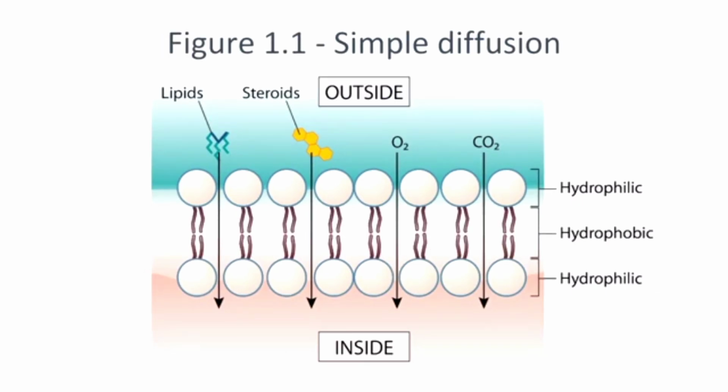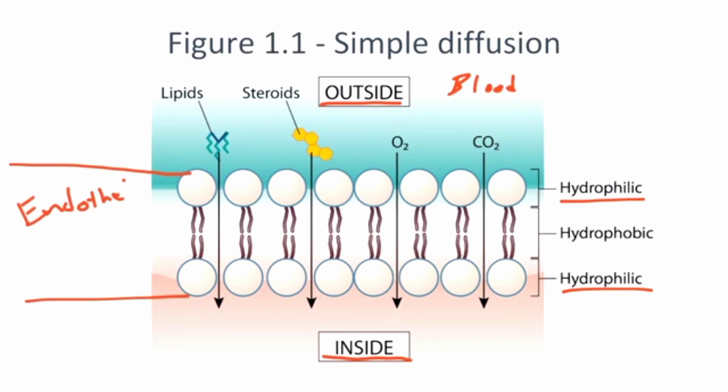And here are the phosphate heads, which are hydrophilic, as we've labeled here, and this means they are water-loving. And as you can see, the hydrophilic heads will face the outside of the cell and the inside of the cell. And if outside the cell was blood, and the cell that we're referring to is actually a part of the endothelium, then we can see that the hydrophilic heads will interact directly with the blood, and they will be touching the blood.